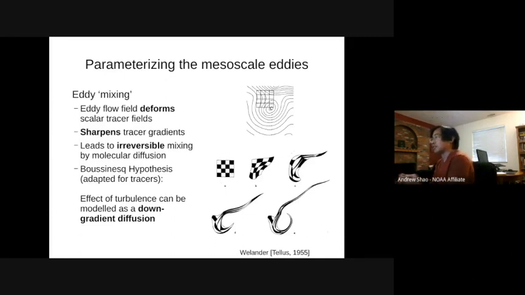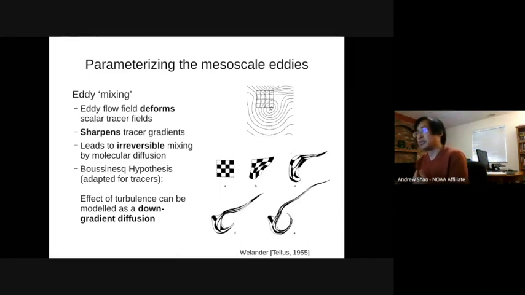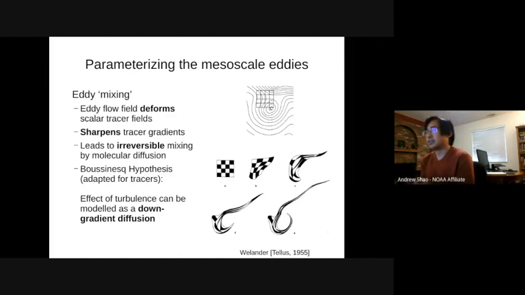That filamentation sharpens the tracer gradients. And when you sharpen a tracer gradient, you can get a larger flux at the molecular level, because you have a sharper gradient. This is more formalized by the Boussinesq hypothesis, adapted for tracers. The Boussinesq hypothesis was originally intended for viscosity and the mixing of momentum by turbulence, but it essentially says that you can model the effect of turbulence as an enhanced down gradient diffusion. That's the thing that we're talking about today.